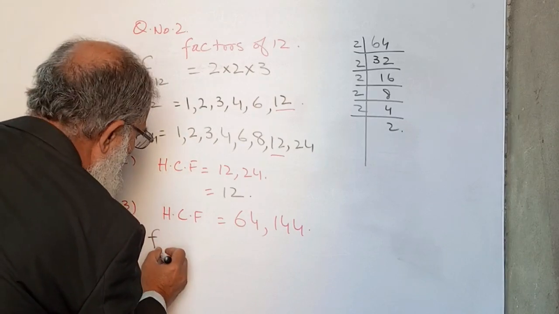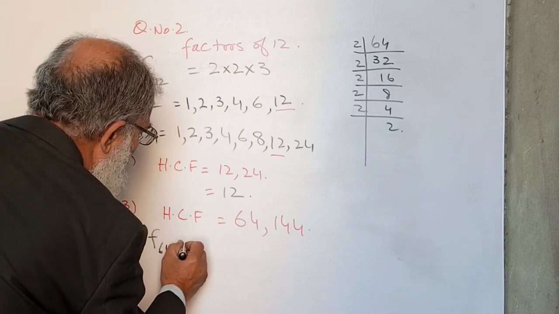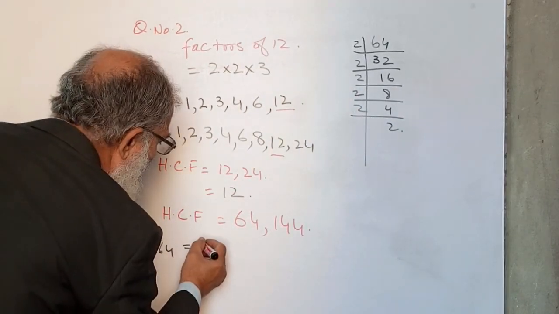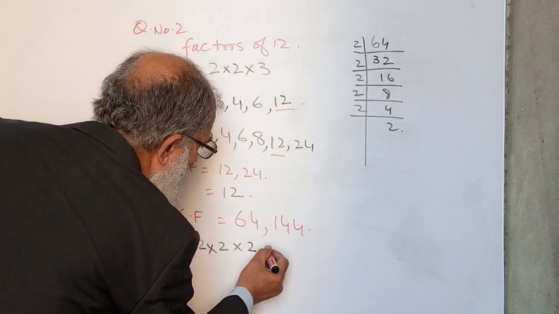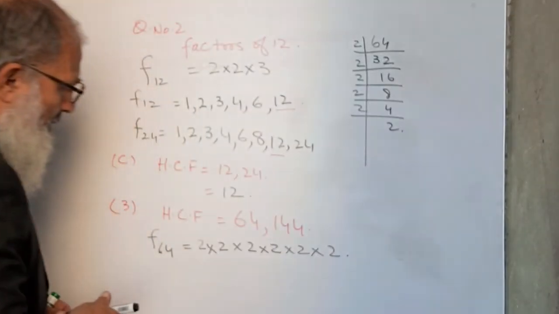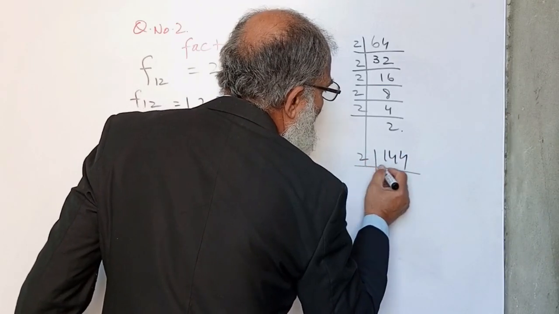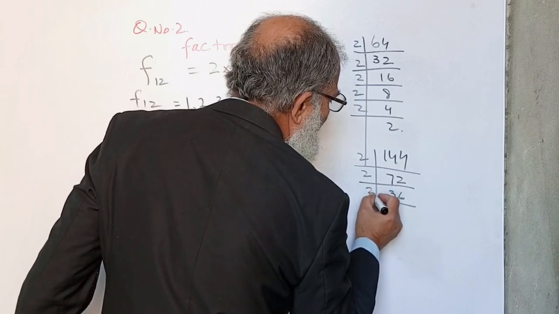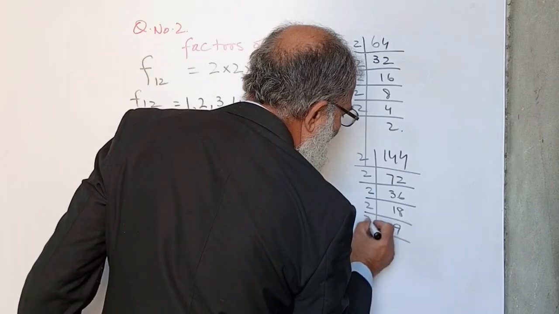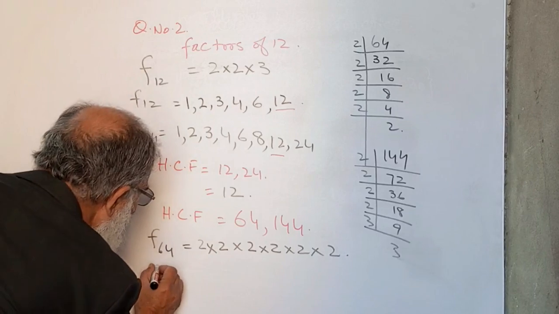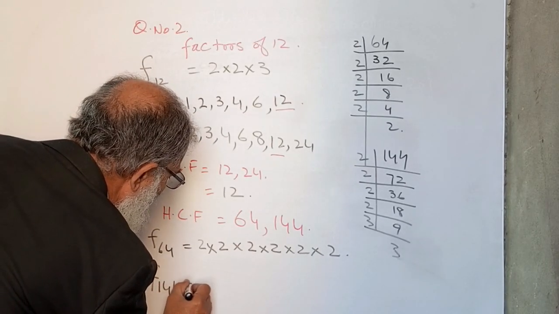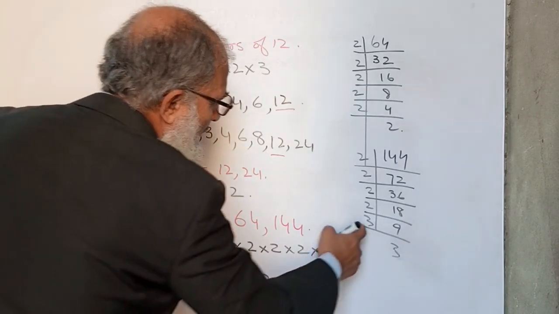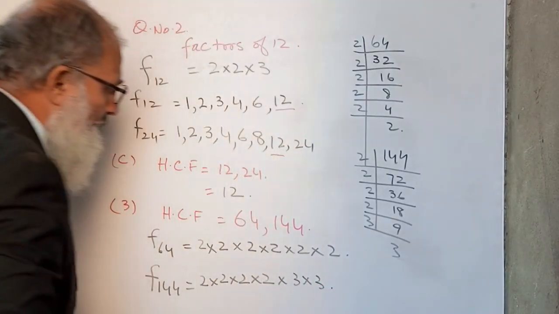So the factors of 64 become 2 six times. And for 144, 2 times 72, 2, 36, 2, 18. The factors of 144 are 4 twos and 2 threes.